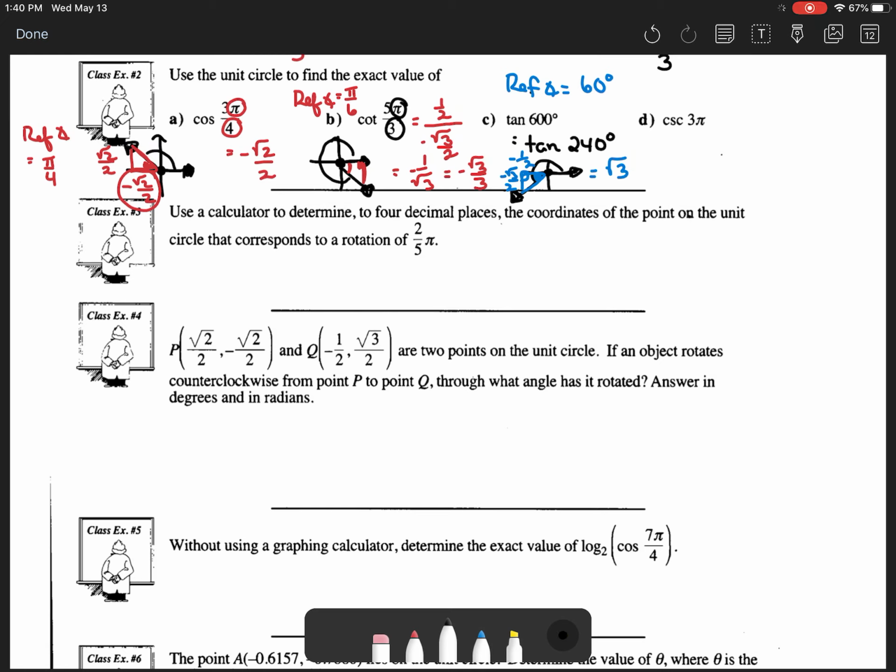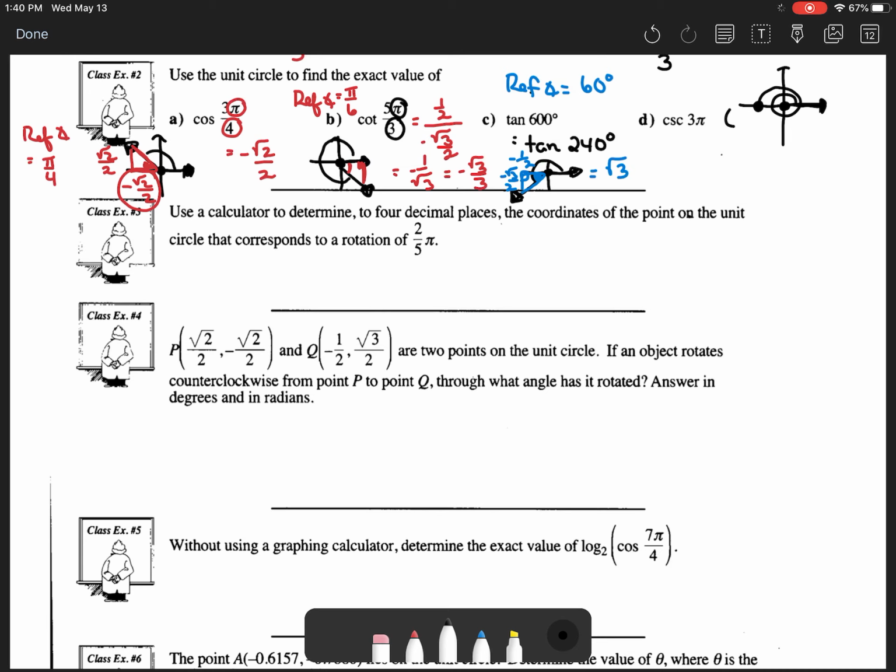Next, cosecant of 3 pi, okay? So 3 pi, remember 2 pi is one full rotation, and then you add another pi, which is half a rotation. So there's my initial arm. I would go around once, and then half a rotation, I end up right there.